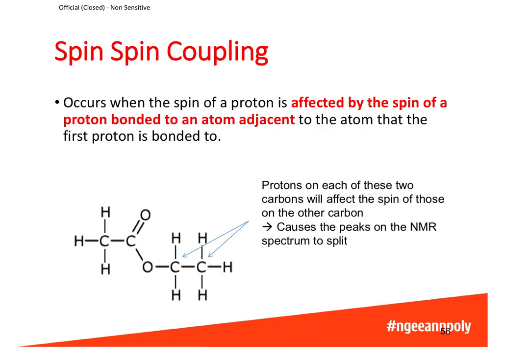So, what is spin-spin coupling? The protons that are attached to adjacent atoms will affect each other's spin. Let's take a look at the chemical structure of ethyl acetate, for example. There are 2 adjacent carbon atoms with hydrogens that are bonded to them. The protons on CH3 will affect the spin of the protons on CH2 and vice versa. This causes the peaks on the NMR spectrum to split.